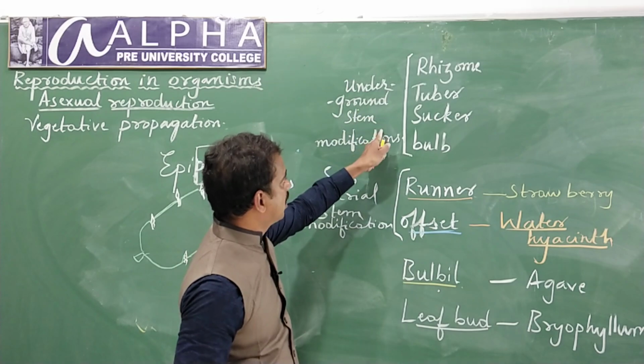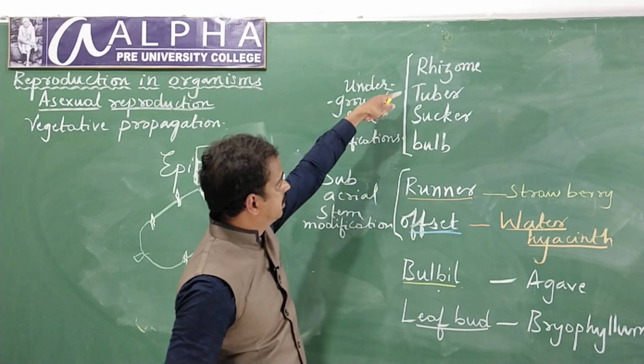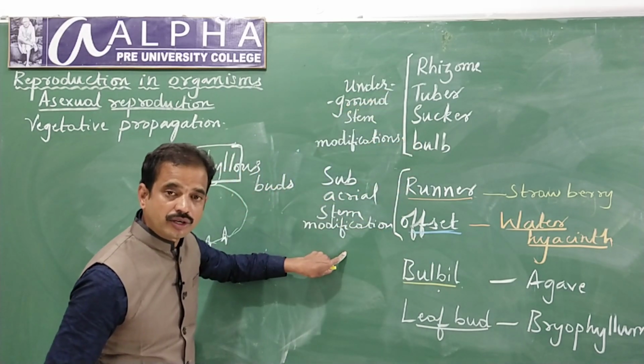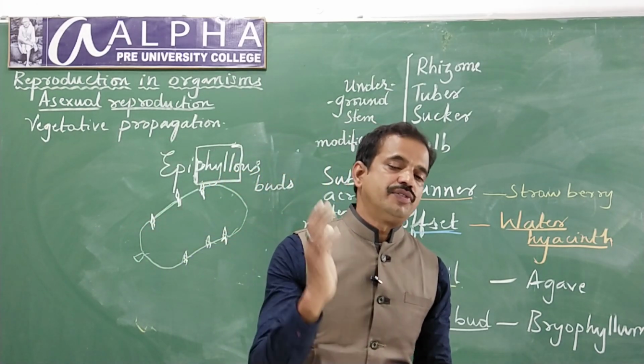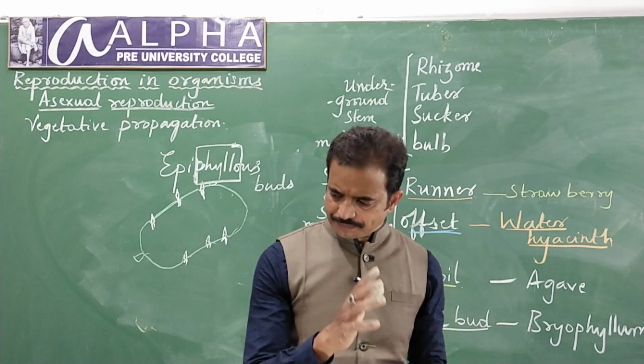Whereas here it is underground modification, these four; and runner and offset are subaerial modifications; and bulbil and leaf bud are the aerial modifications of the vegetative part of the plant body.